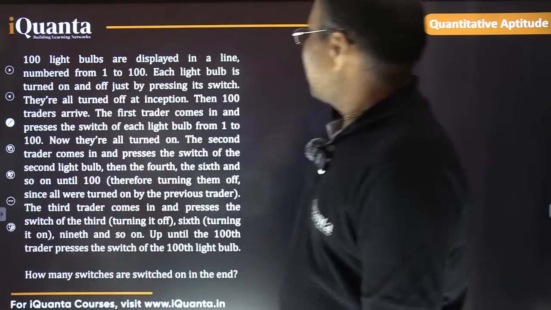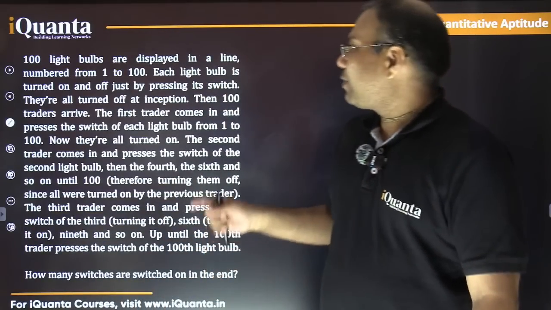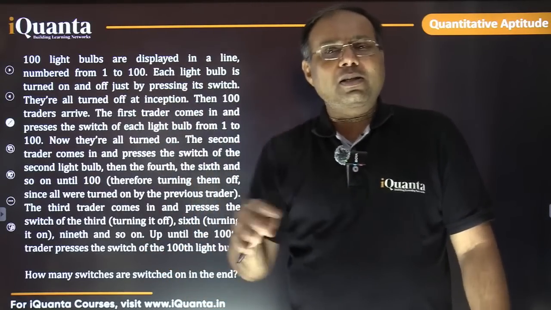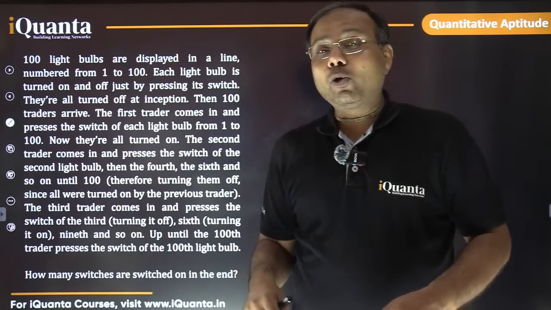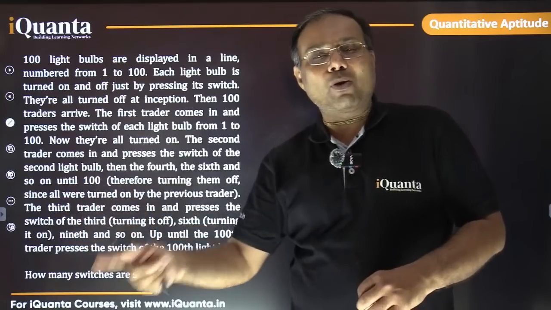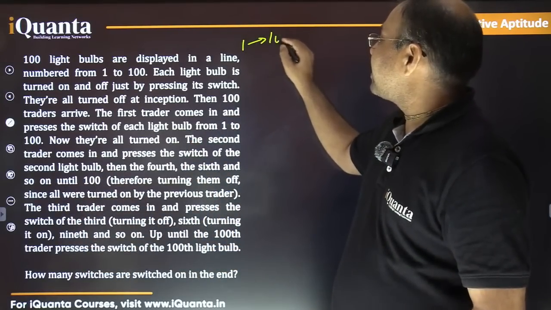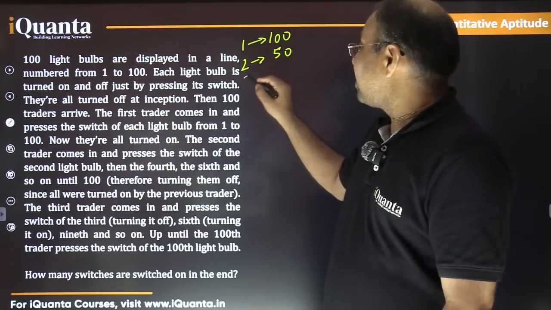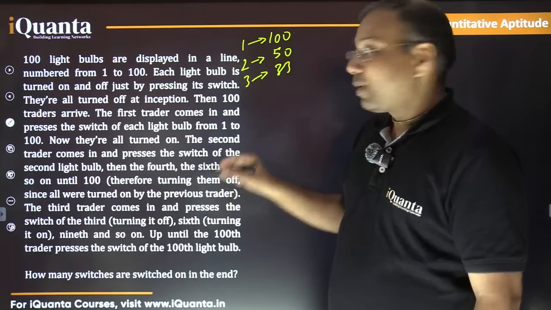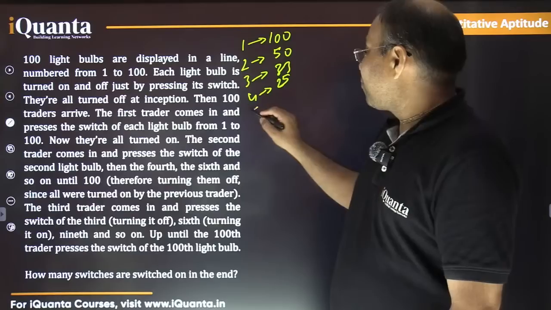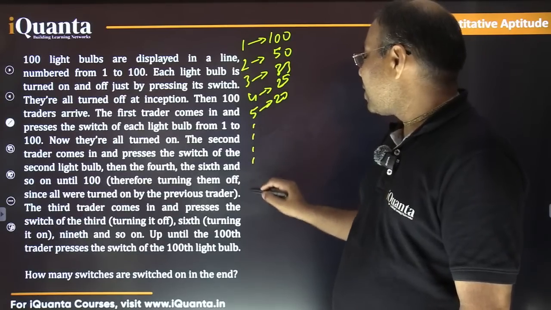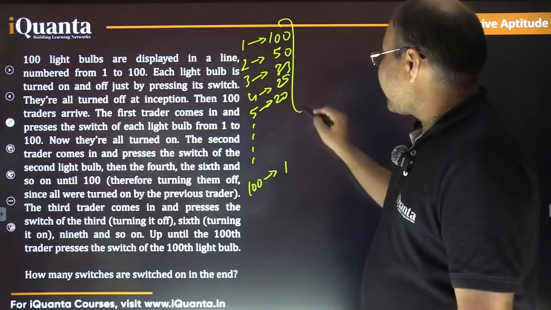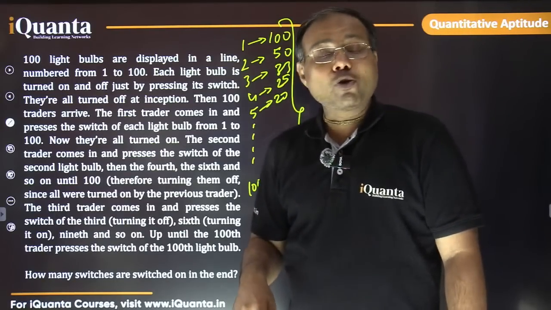Let's see here. If I think from the point of view of the traders, then it is becoming very confusing, because first trader, second trader, third trader, fourth trader, and so on, up to 100 traders. Although they are going to fewer bulbs every time: the first trader visited all 100 bulbs, isn't it? The second trader visited 50 switches, and then the third trader visited how many? 33 switches. The fourth trader visited 25 switches. The fifth trader visited 20 switches, and so on. And the 100th trader visited only one switch. But if I'm going to take care of all the traders, it is going to be a difficult task.